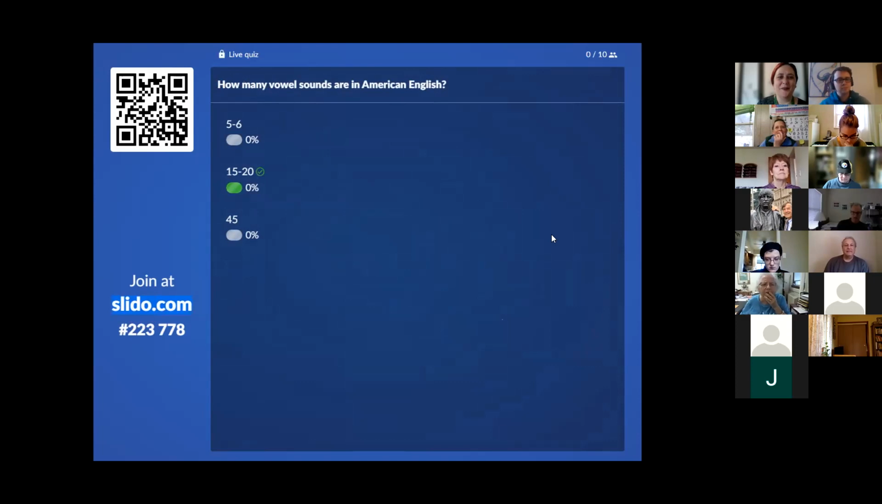Okay, so how many vowel sounds are in American English? Okay, you guys are good. Yep, it's 15 to 20. Why is there a variance? This is regional. I'm from the New York area, and I have more vowel sounds than people in California.